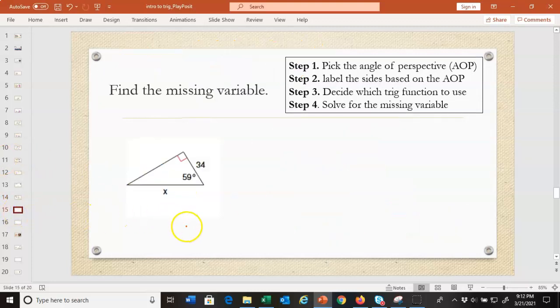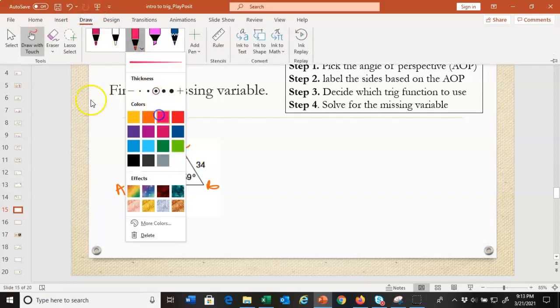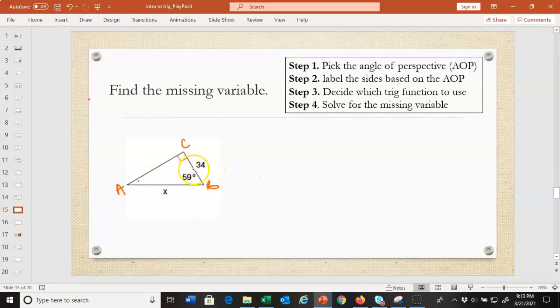Okay, let's try another one. Find the missing variable. So we do the same thing. We're going to pick an angle of perspective. Again, it's up to you if you want to pick A or B. I'm going to pick B just because it's already there. And then we can label everything, right? So we know this is hypotenuse, this is opposite, and so this must be adjacent. It's right next to B.